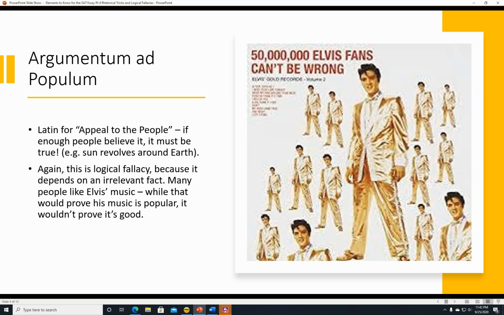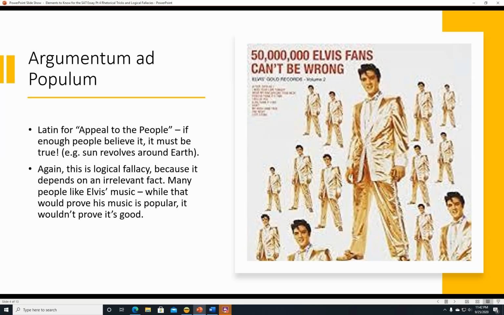So, as this album cover says, 50 million Elvis fans can't be wrong. Wanna bet? They could be wrong as far as is Elvis music good music. Well, it depends on how you define good music. If you define it by what Elvis fans like, then no, it's a tautology. Obviously, Elvis fans would be the authorities on what they like.